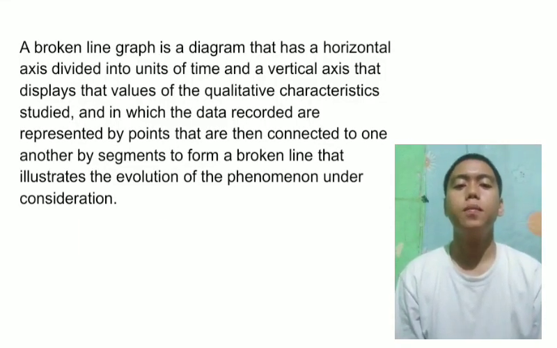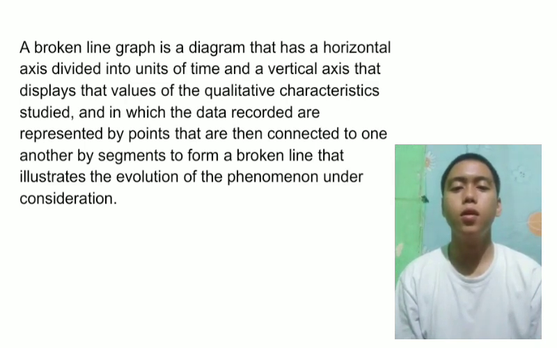A broken line graph is a diagram that has a horizontal axis divided into units of time and a vertical axis that displays the value of the quantitative characteristic studied, and in which the data recorded are represented by points that are then connected to one another by segments to form a broken line that illustrates the evolution of the phenomenon under consideration.